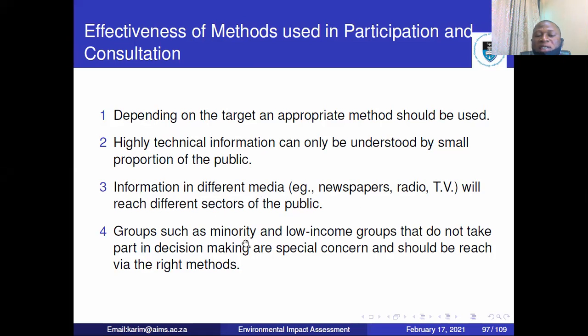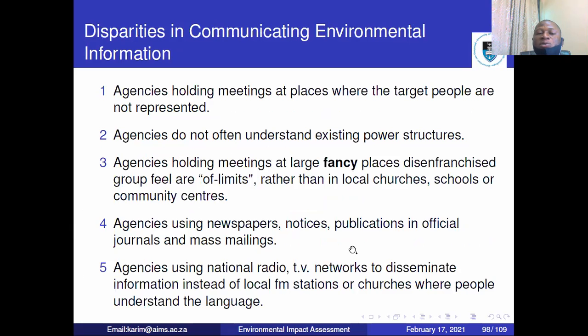And then groups such as minority and low-income groups that do not take part in decision-making are of special concern and should be reached. So you have to identify which groups are the minority, and which particular method can reach them. Try to find out whether there is such a minority group so that you reach out to them so that they can give you their information.